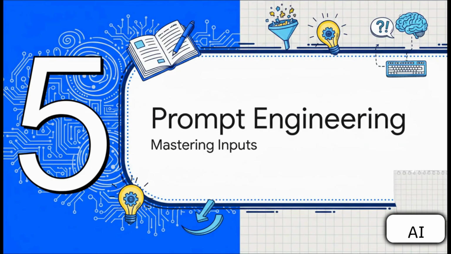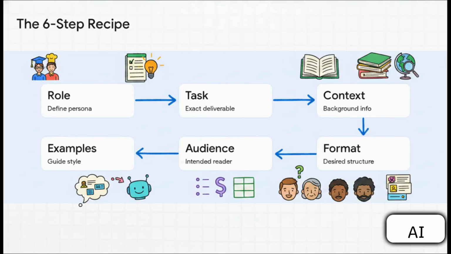Section 5. Master Prompt Engineering. Okay, grab your pens because this section isn't just theory for a test. This is a highly practical, real-world skill you can literally use today. Prompt engineering is basically the systematic design of inputs to get the absolute best possible outputs from Gen AI. Here's your foolproof 6-step recipe.